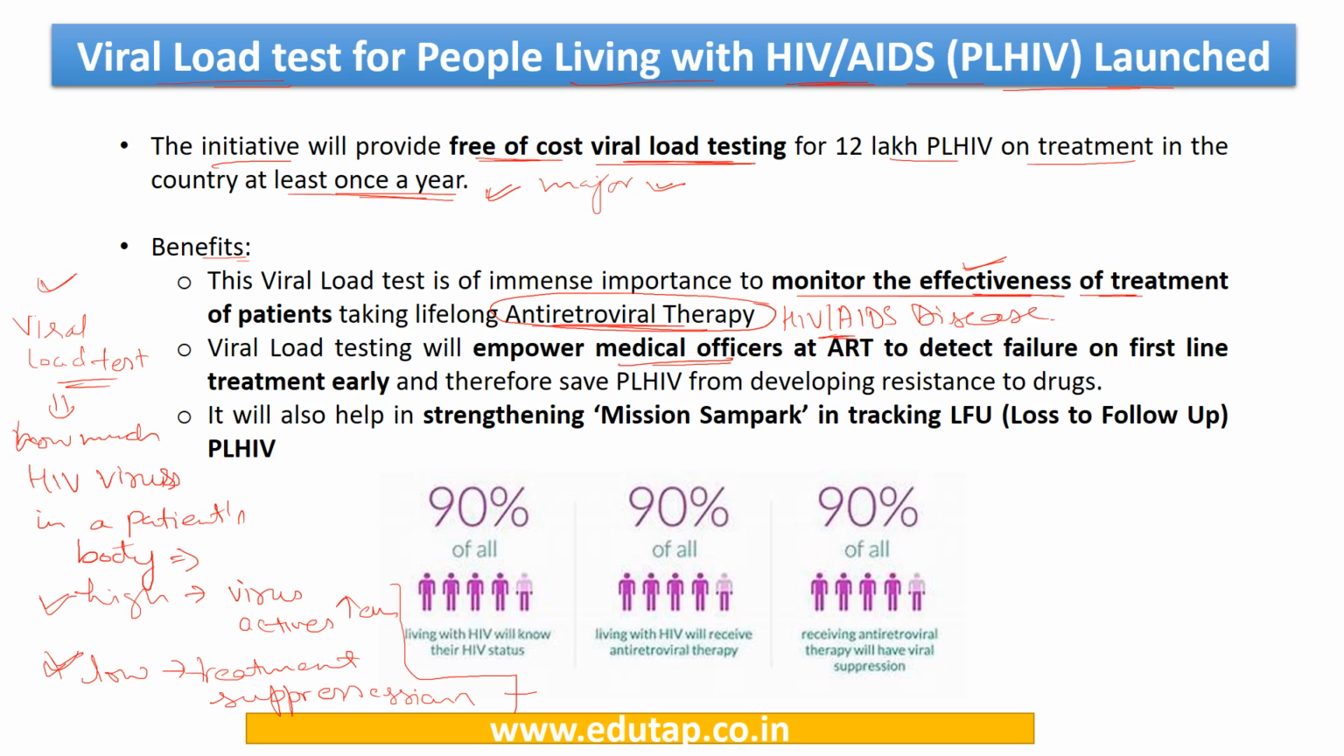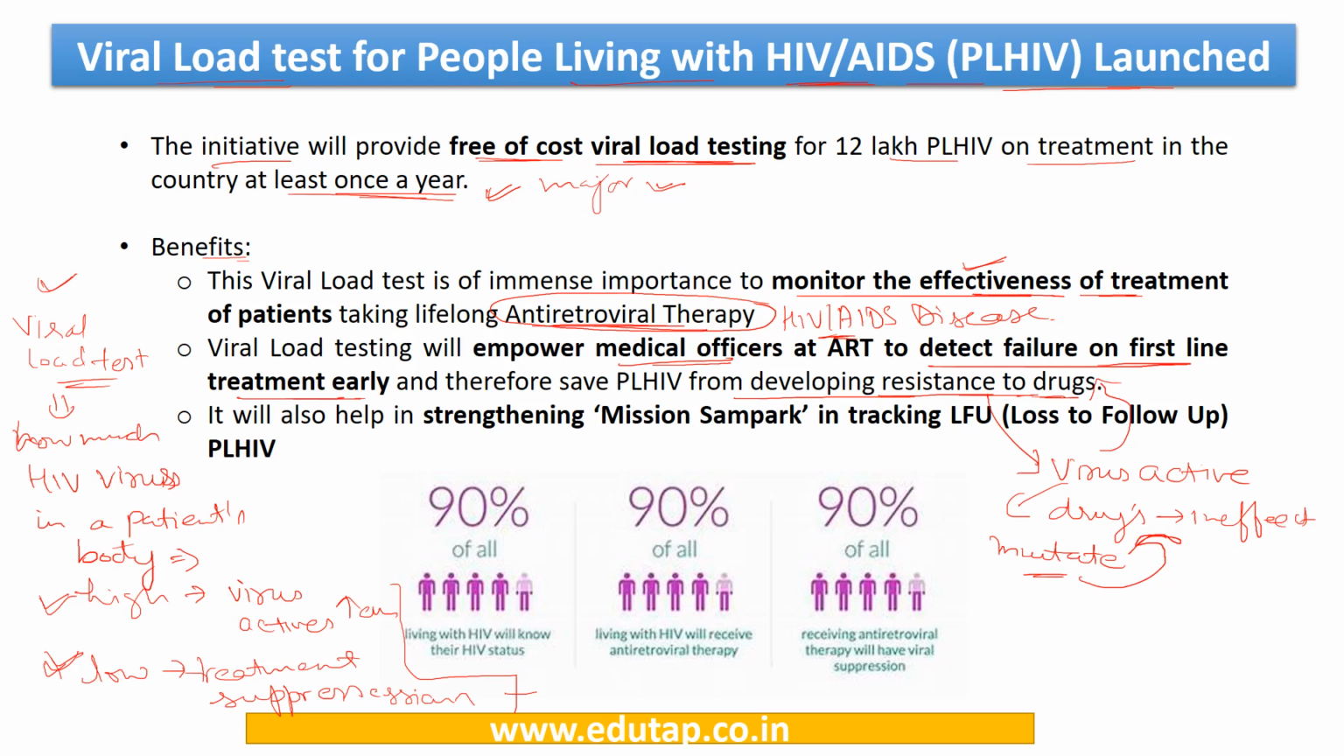Next, it will help the medical officers to detect early if there is failure on first line treatment, and it will also help prevent the patient from developing resistance to drugs. It happens because if the virus is very active, the drugs given to the patient to cure the disease will become ineffective, because the virus is able to mutate and change itself to save itself from these drugs. This is called developing resistance to drugs: the virus mutates and changes its RNA or DNA, and because of that it is able to surpass the drug which was meant to kill it.